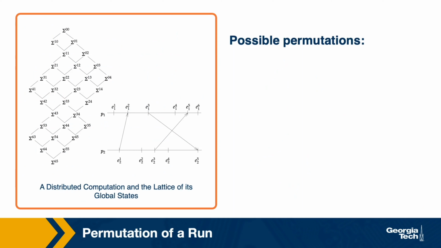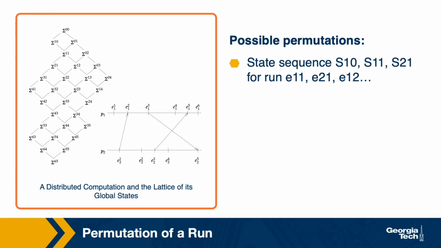So here is a representation from the paper showing the possible global states for a much simpler two-process execution. In this figure, each of the states is marked as sigma ij, where the first index corresponds to the state index of P1, the first process, and the second index to the state of P2, the second process. While executing the algorithm, it is possible to capture a sequence of states, first S10, S11, S21, and these will correspond to a run that consists of the events E11, E21, E12.